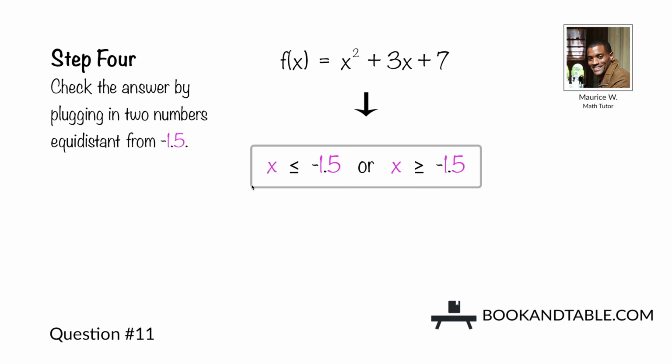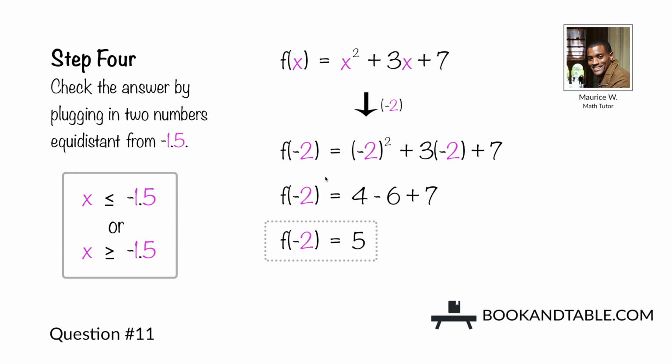And now we can check this answer by plugging in two numbers that are equidistant from -1.5. So we'll go down to -2 and then we'll go up to -1. So f of -2 is equal to negative 2 squared is 4. Plus 3 times negative 2 is negative 6. Plus 7. 4 minus 6 is negative 2. And negative 2 plus 7 is positive 5. So we find that f of negative 2 is equal to 5.